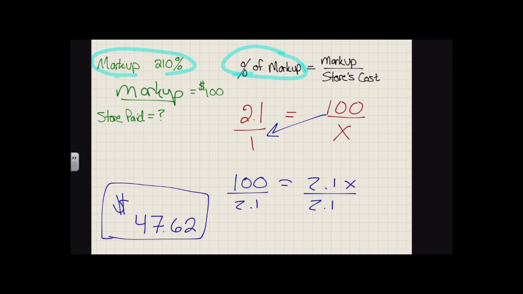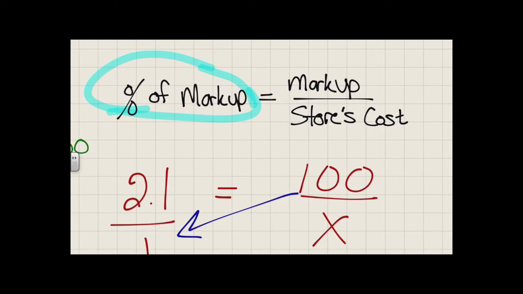Look at this equation here. They're always going to give you two pieces of information, right? Why are they going to give you two? This equation has how many pieces of information in it? 3. So they're always going to give you two pieces of information. If I know two pieces of information, can I rearrange this equation to solve for the unknown? I can. So if they give me markup and store's cost, I can solve for the percent of markup.